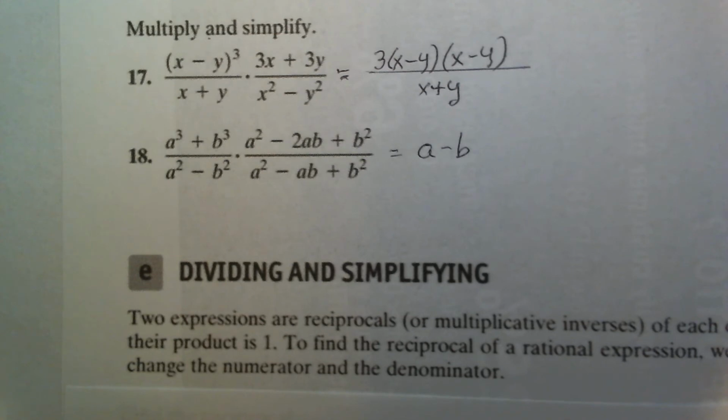Before we get into dividing and simplifying, let's talk about reciprocals. And you may remember that two expressions are reciprocals of each other if their product is 1. And to find the reciprocal of a rational expression, we simply interchange the numerator and the denominator. Find the reciprocal of x plus 3 divided by x minus 5. Well, the reciprocal is x minus 5 divided by x plus 3. We simply exchange numerator and denominator.